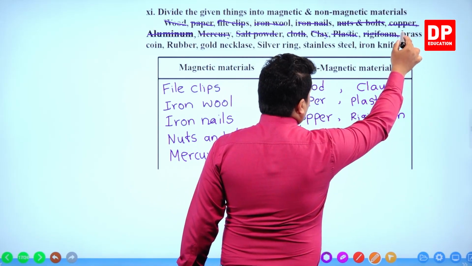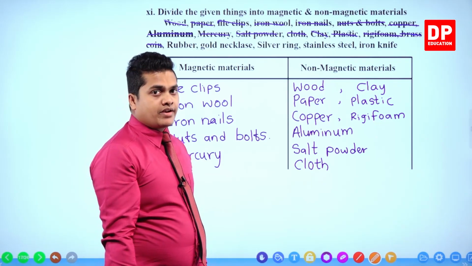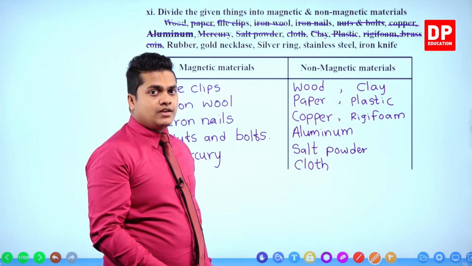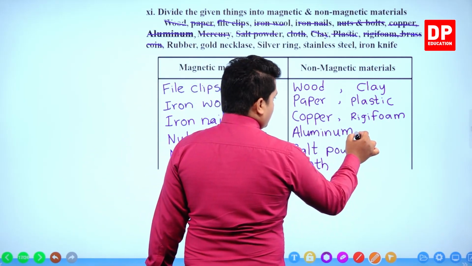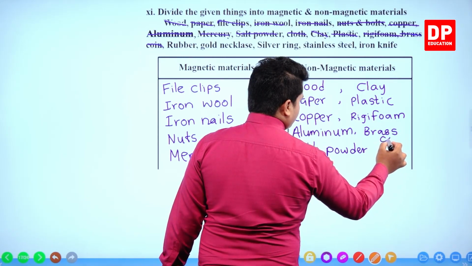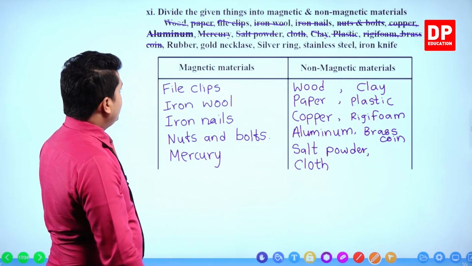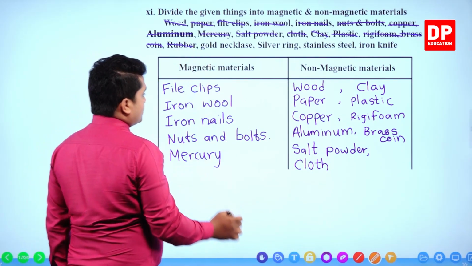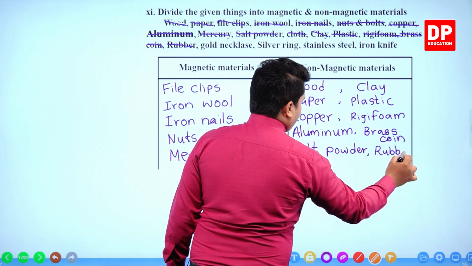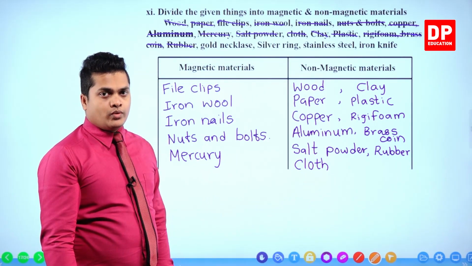Then brass coin. We know that it's also non-magnetic, because brass is a non-magnetic material. Then after that, rubber. Rubber is also non-magnetic. Rubber is not getting attracted towards a magnet.